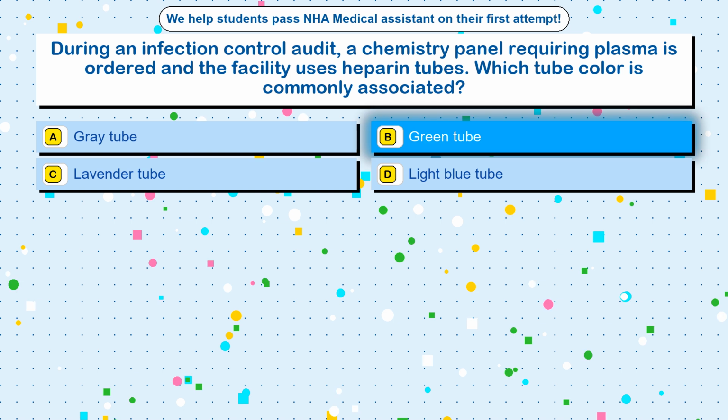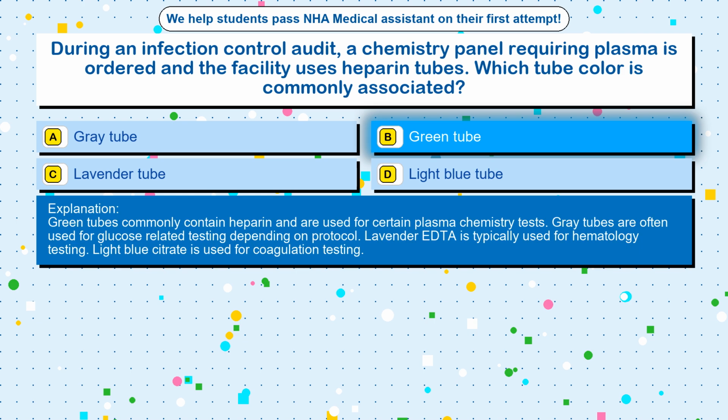The correct answer is option B, green tube. Green tubes commonly contain heparin and are used for certain plasma chemistry tests. Gray tubes are often used for glucose-related testing depending on protocol. Lavender EDTA is typically used for hematology testing. Light blue citrate is used for coagulation testing.